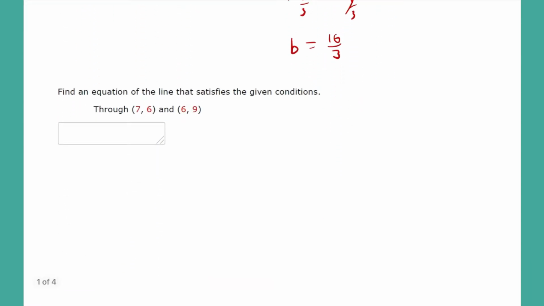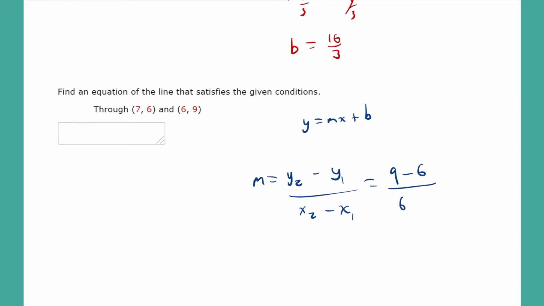The next one is very similar, but this time they do not give us a slope. So what we would need to do first is find the slope. And for that, we have a formula. The formula is y2 minus y1 over x2 minus x1. So that's going to be 9 take away 6 over 6 take away 7, which is 3 over -1, which is -3. So now we have our slope, -3.